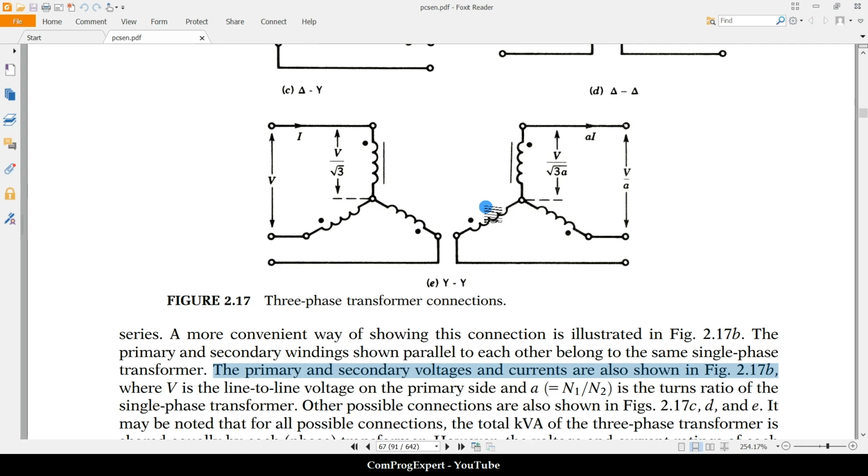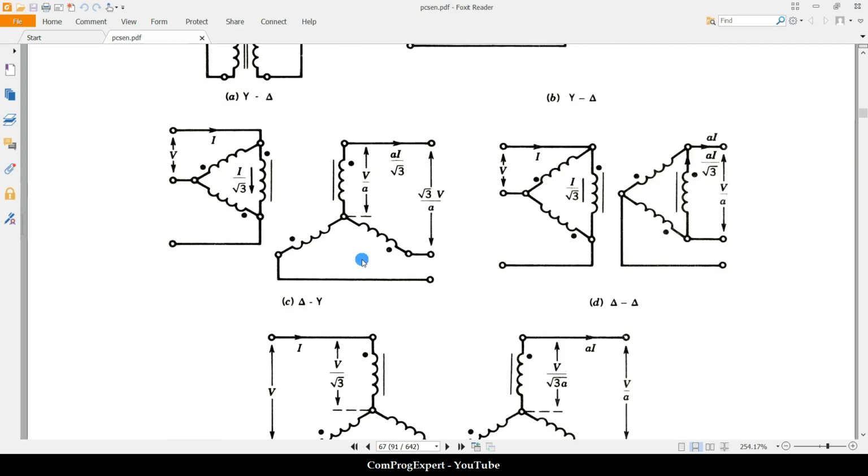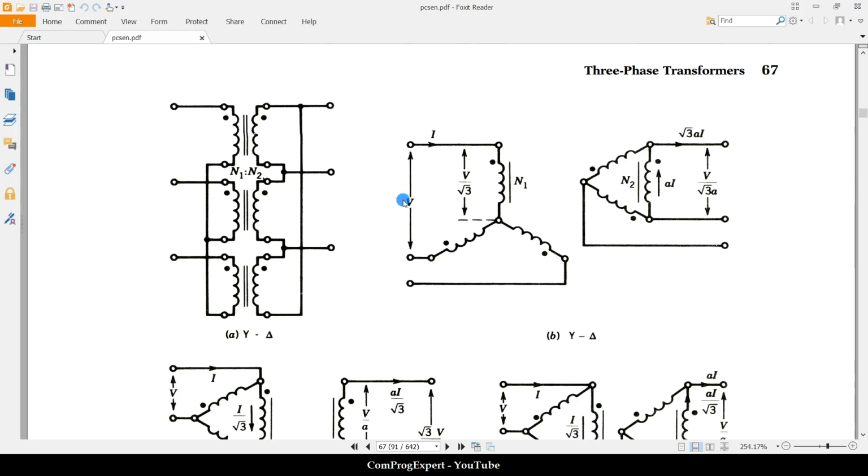Also, we have these quantities here. V is line-to-line voltage, right? The voltage between these two lines. And this is the line current. For a star connection, for a balanced three-phase system, the phase voltage is the line voltage divided by the square root of 3.